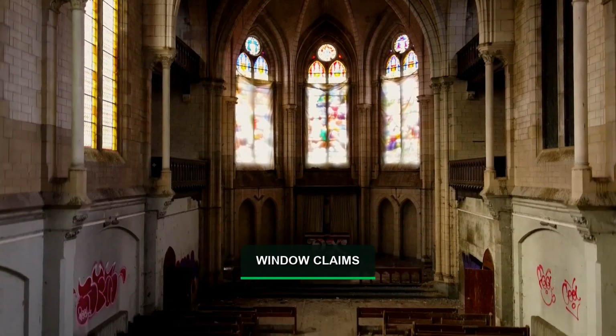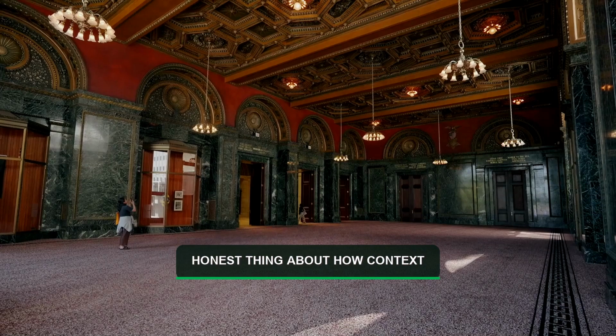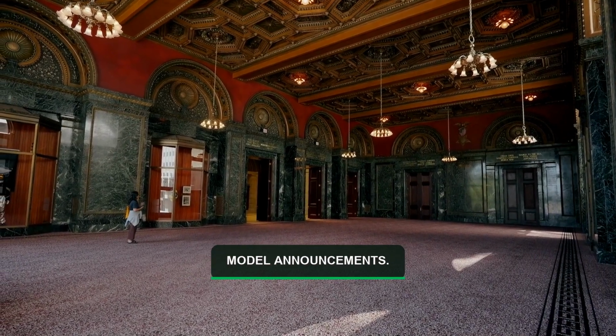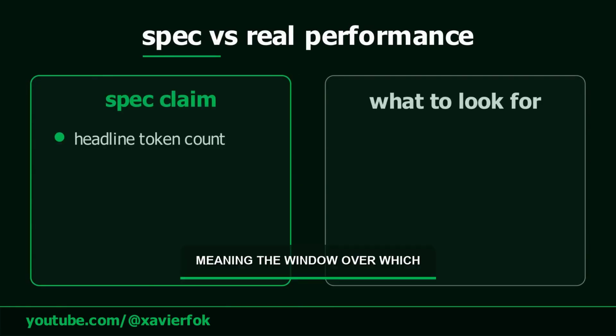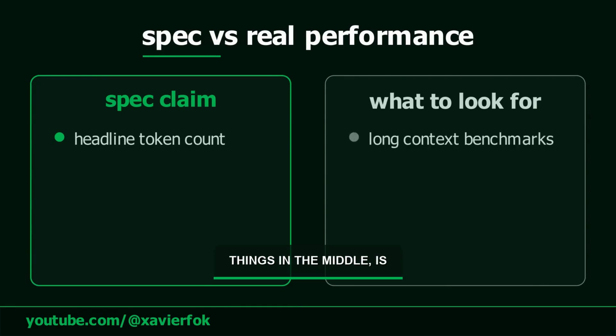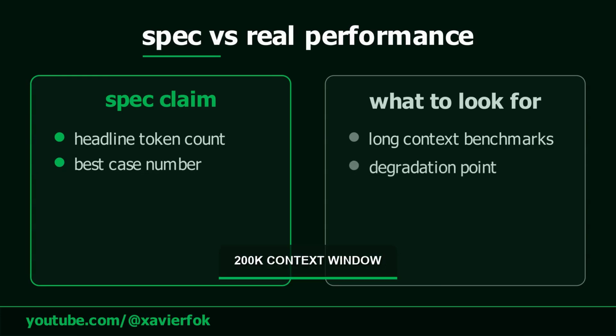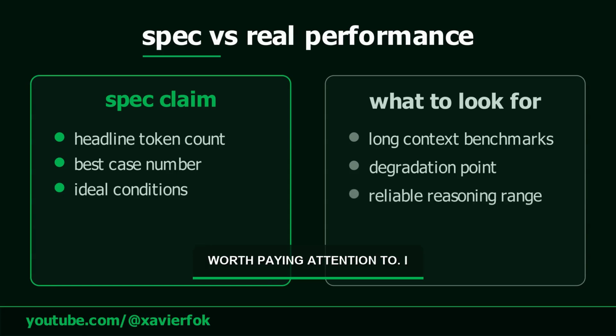The honest take on context window claims. I will say one more honest thing about how context window numbers get used in model announcements. They are almost always the best case number, the theoretical maximum under ideal conditions. Real-world effective context, meaning the window over which the model maintains reliable reasoning and does not start losing things in the middle, is usually shorter. Some providers publish benchmark results on long context tasks, and those results can be revealing. A model might claim a 200K context window, but show meaningful degradation in retrieval accuracy beyond 50K tokens. That gap between what the spec says and what the benchmark shows is the thing worth paying attention to.